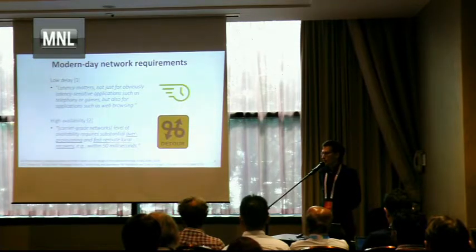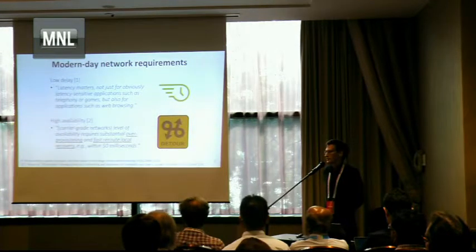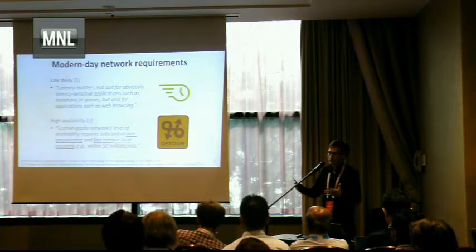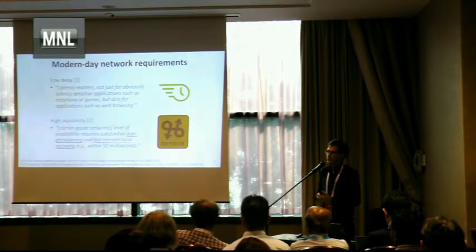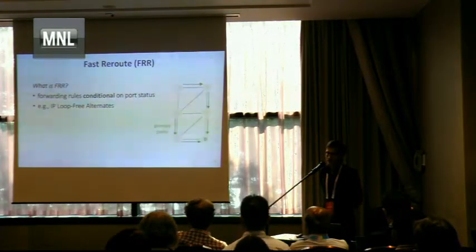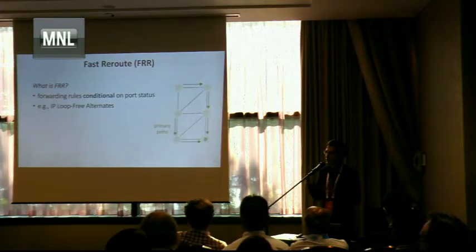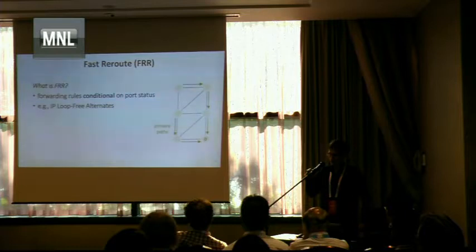So common wisdom states that, in general, in order to achieve this high availability, it is necessary to a certain extent to over-provision the network and make use of fast reroute local mechanisms. So what is a fast reroute mechanism? Fast reroute is a networking mechanism that allows to quickly reroute packets in a network without having to invoke the control plane. The way fast reroute works is simple.